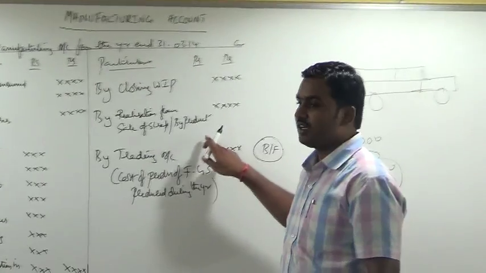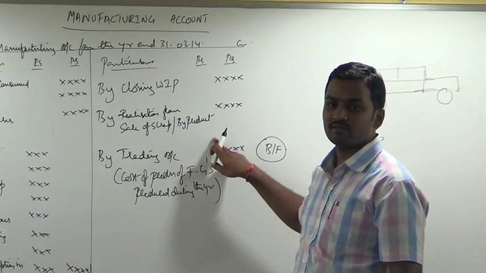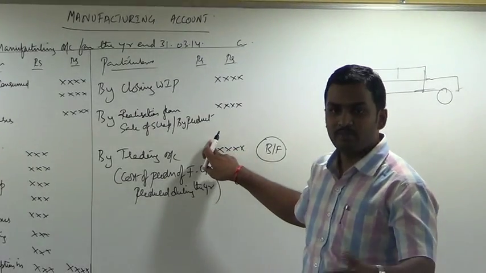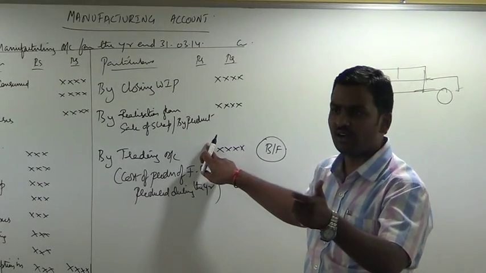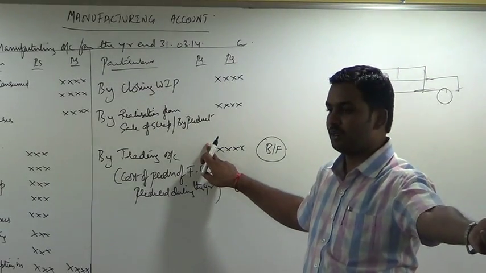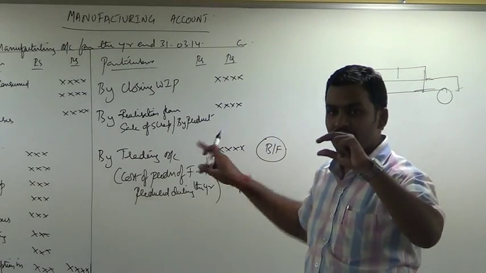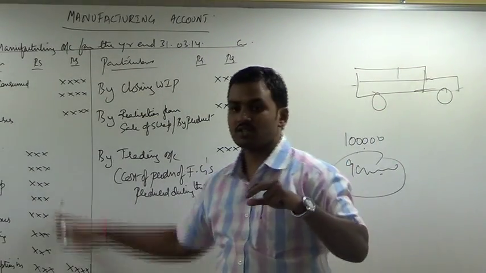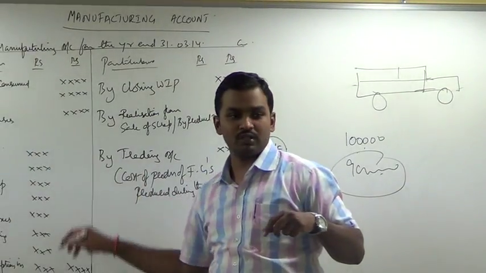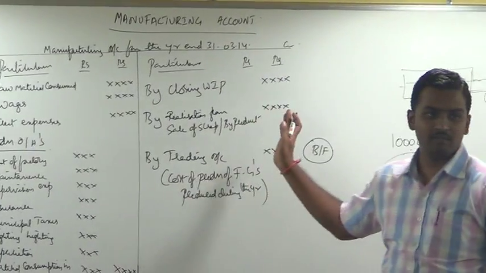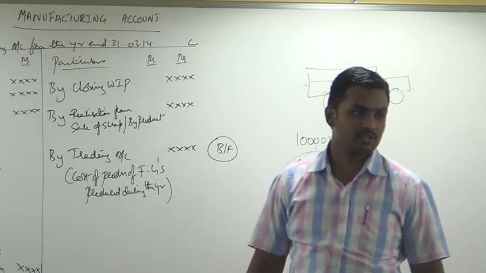Okay. What is this realization from sale of scrap byproduct? In the case of metal companies, in the companies which use metal as their raw material, they'll get a lot of scrap. That scrap can be sold in the market to generate some income. So this income should be subtracted from the cost of production incurred during the year. So we don't say less, minus sign, and put the number here. We show it as an income, which automatically reduces the cost of production.